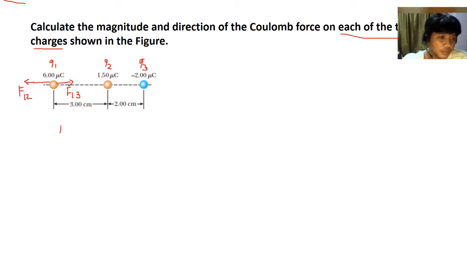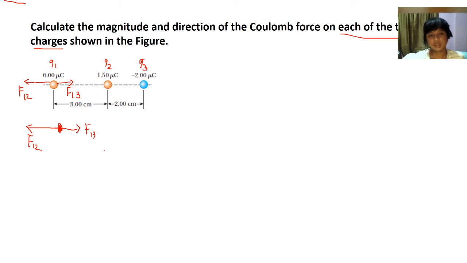Why did I make F12 bigger than F13? Well, I suspect it's bigger because Q2 is much closer to Q1 than Q3 is, so I have a feeling that the force of repulsion between Q1 and Q2 is stronger than the force of attraction between Q1 and Q3. So you now have two vectors, F12 and F13, and now we add F12 and F13 vectorially.